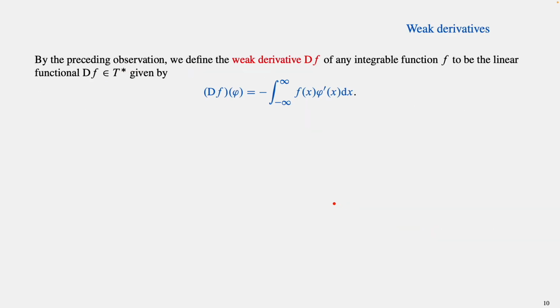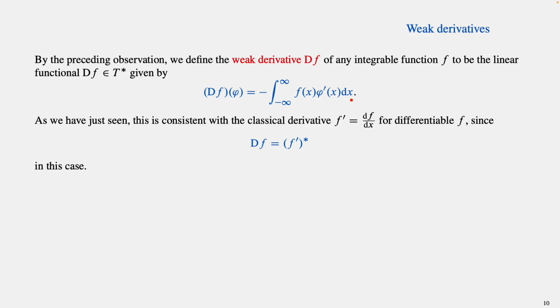And this leads us to defining the weak derivative, which I'd call df, of any integrable function, so not necessarily a differentiable function, to be the linear functional df in T star given by: df applied to a test function phi is minus the integral from minus infinity to plus infinity of f of x phi prime of x dx. And as we've just seen on the previous slide, this definition is consistent with the classical derivative f prime for differentiable functions. So if f is indeed differentiable, then this weak derivative does correspond to the actual derivative of f, just with the star applied to it.